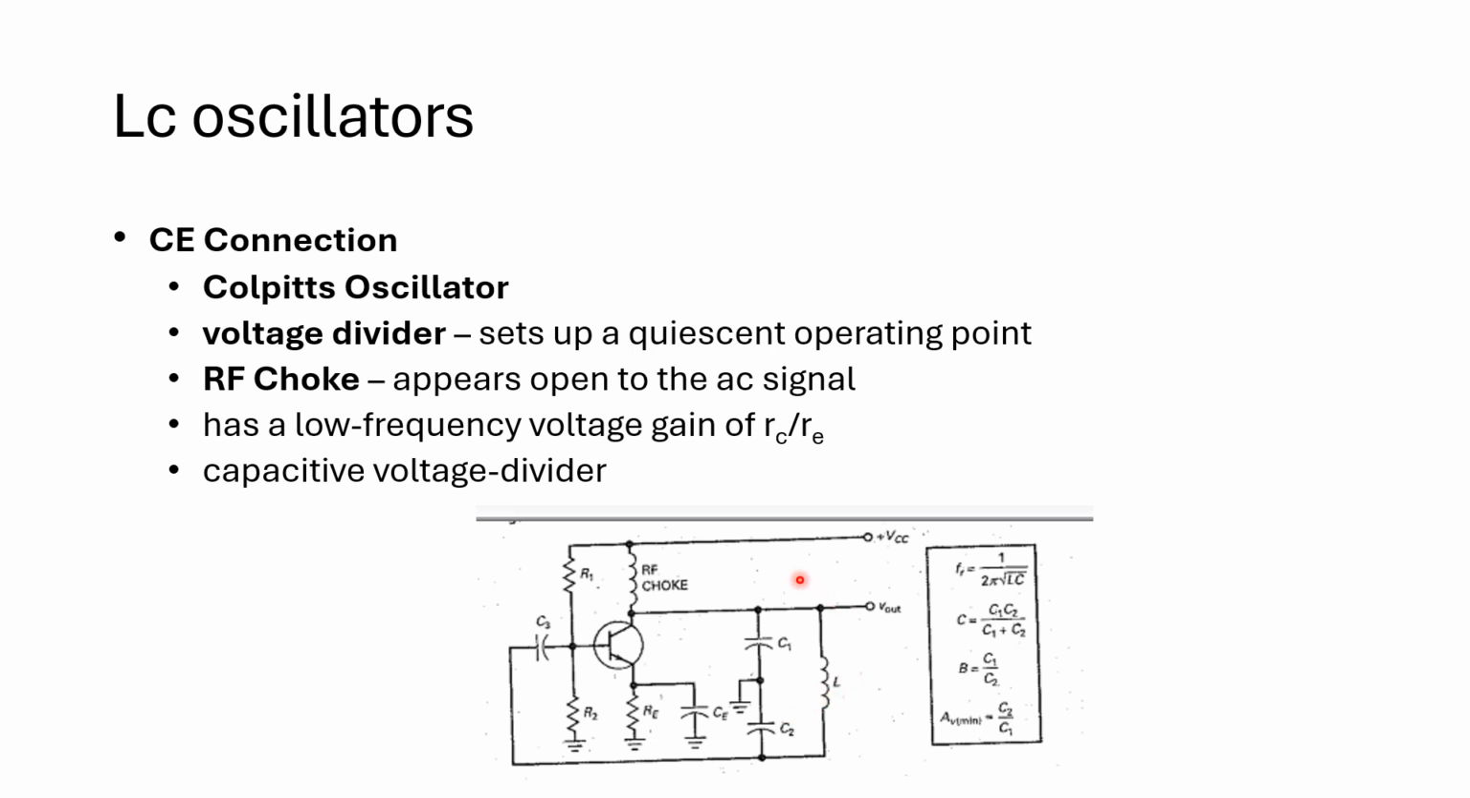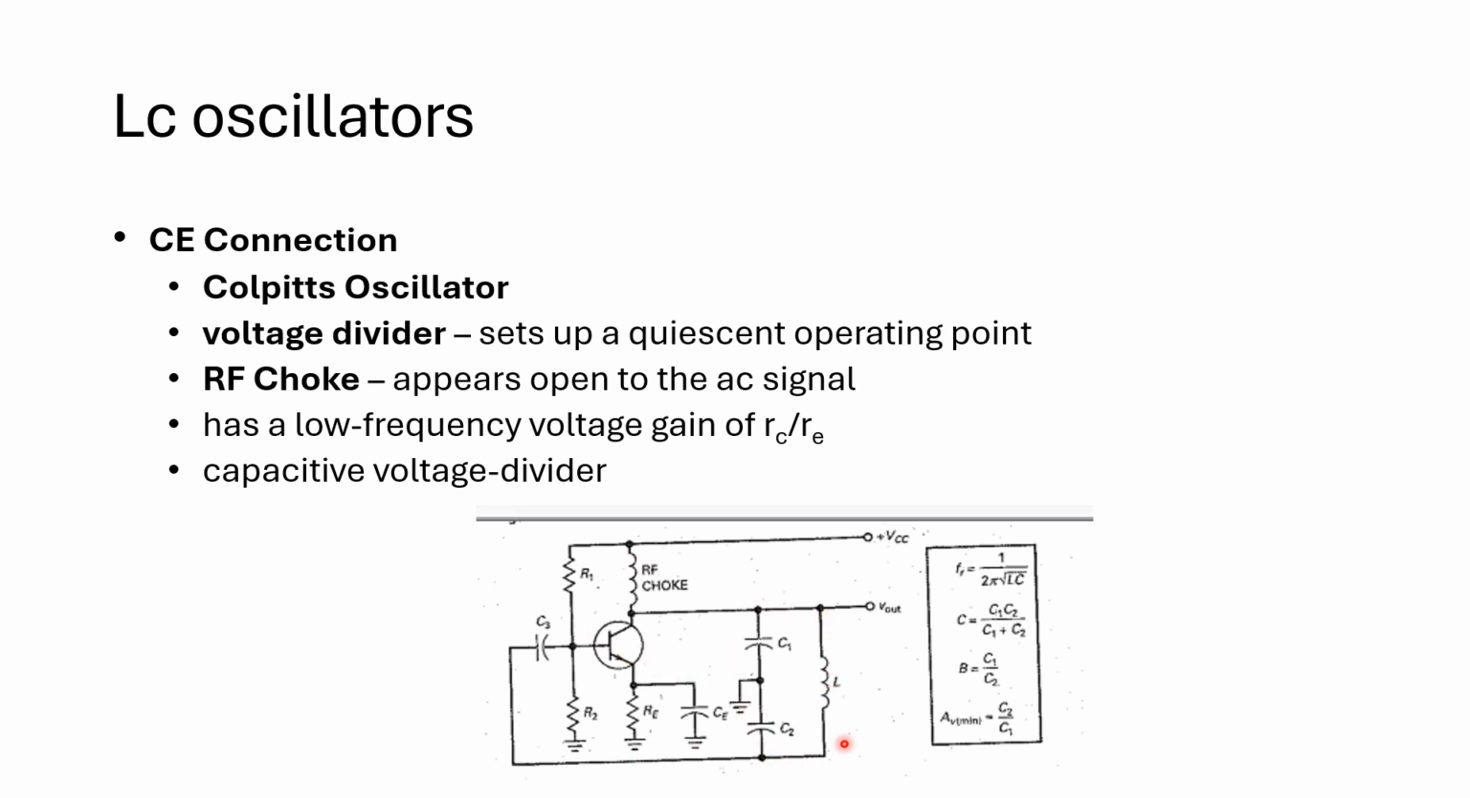As you can see, the frequency determining network is this portion here, wherein the C that you will be using is C1 C2 over C1 plus C2. The feedback ratio is C1 over C2. And the formula is 1 over 2 pi square root of LC. So this is our feedback network. This is also our frequency determining network. This voltage divider here is our amplifier.